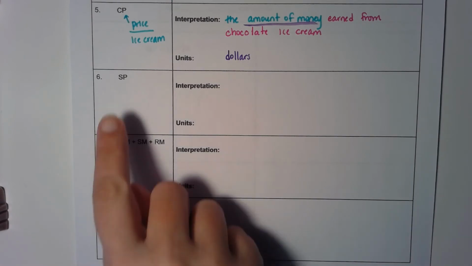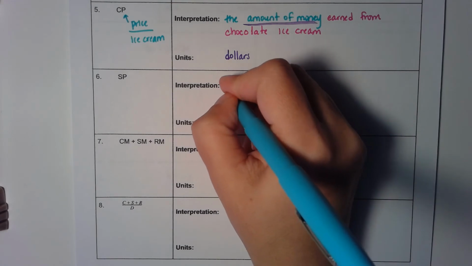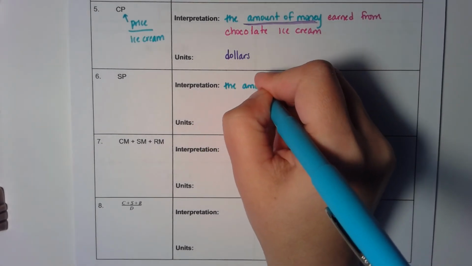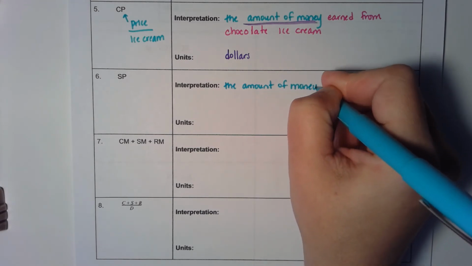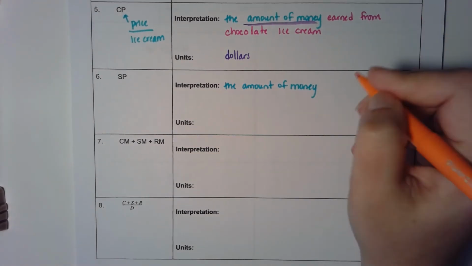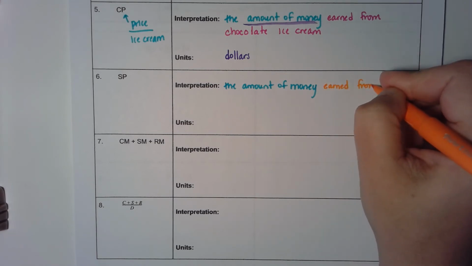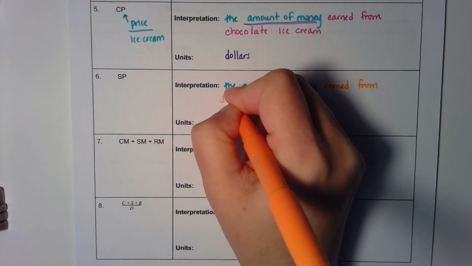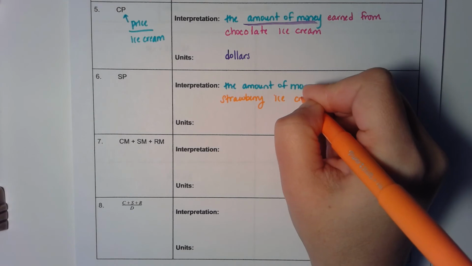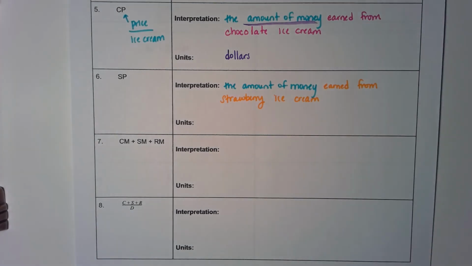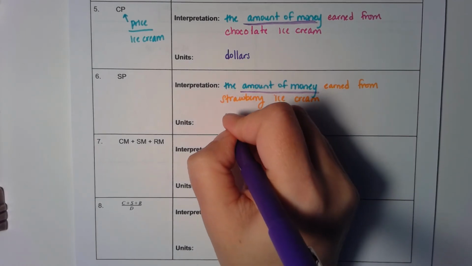In a very similar way, if we have SP, then now we're just going to be doing the amount of money earned, this time instead of from chocolate ice cream, from strawberry. And again, if we're finding the amount of money, that's just going to be measured in dollars.